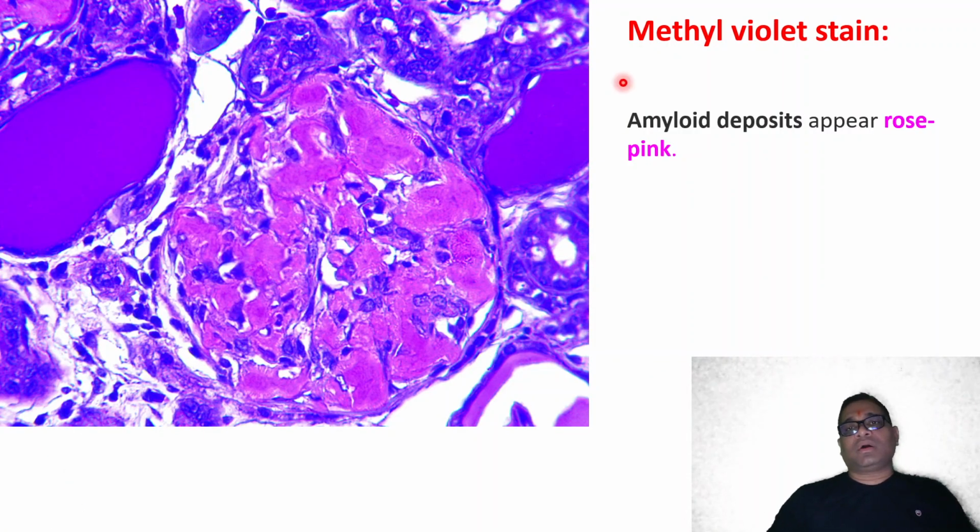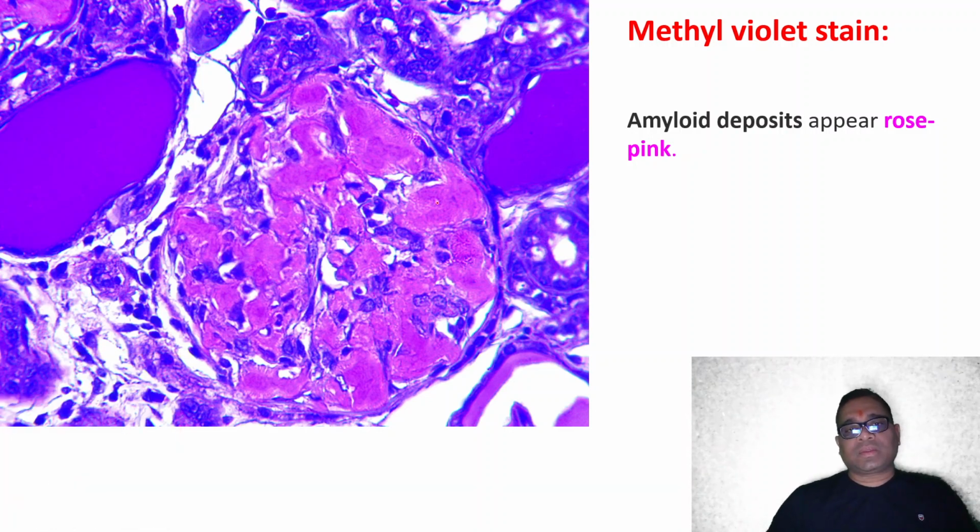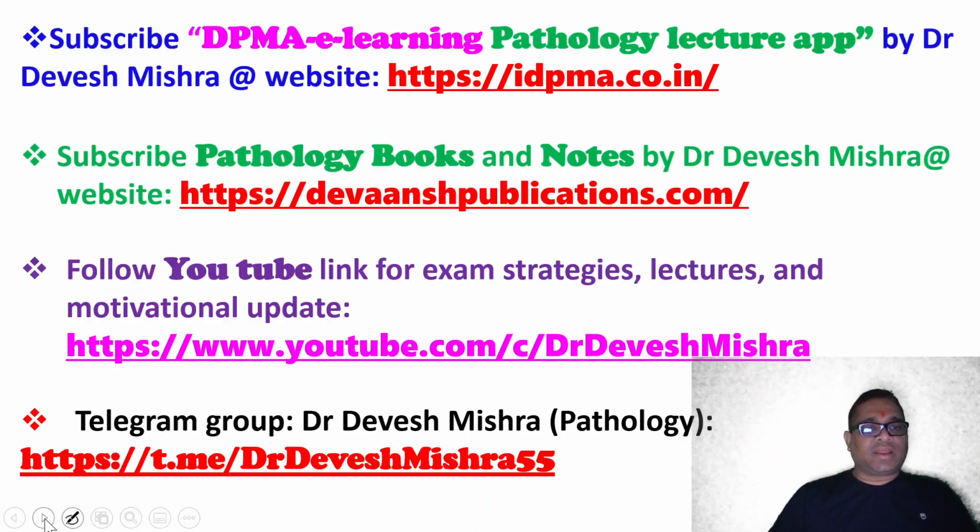Now coming to the methyl violet stain, amyloid deposit will appear rose pink. So now you can see this is again kidney glomeruli, and you can see here the rose pink colored extracellular acellular amorphous amyloid material. So this is the rose pink deposit of the amyloid on methyl violet stain, right?